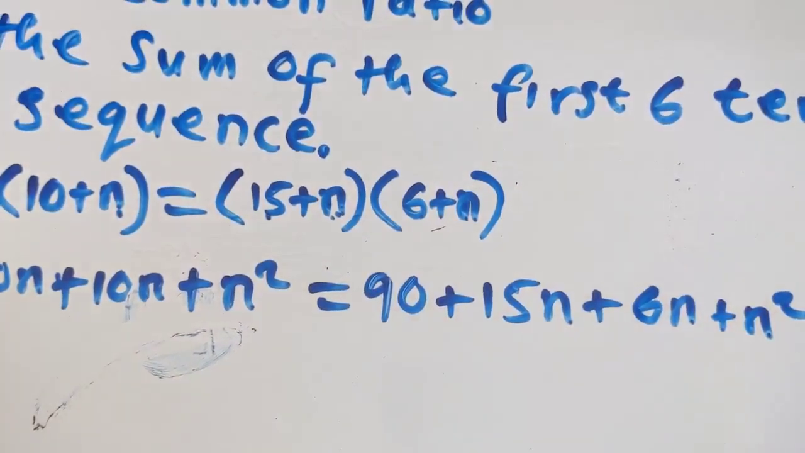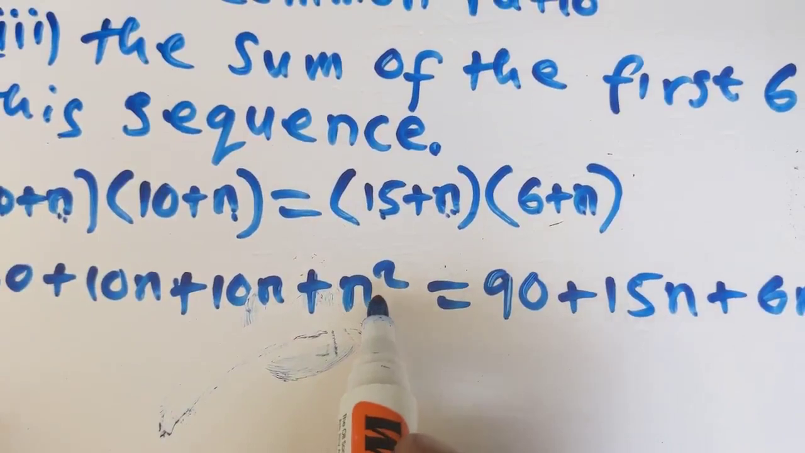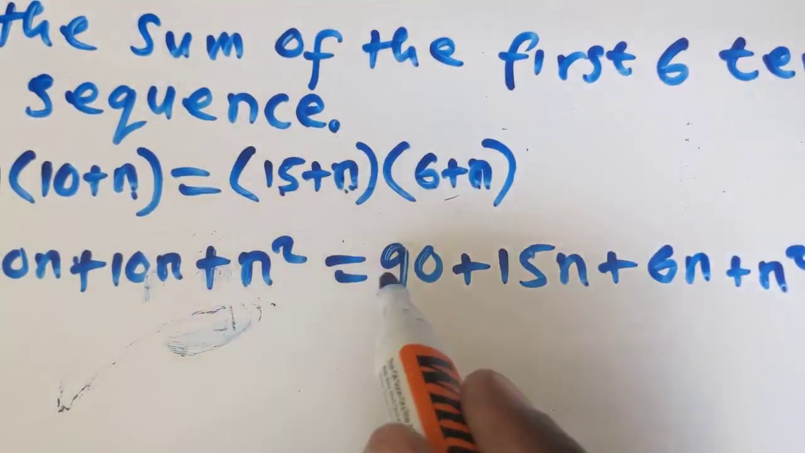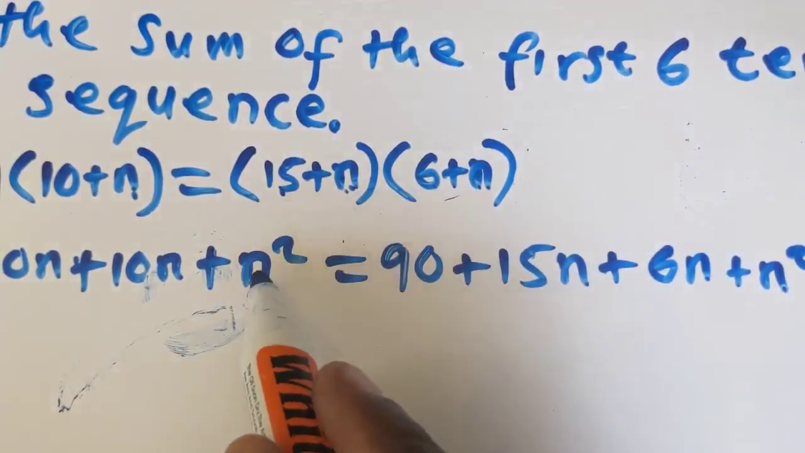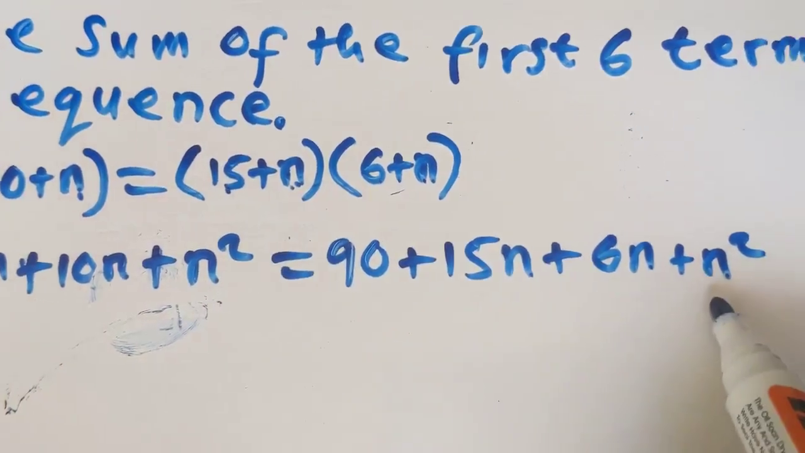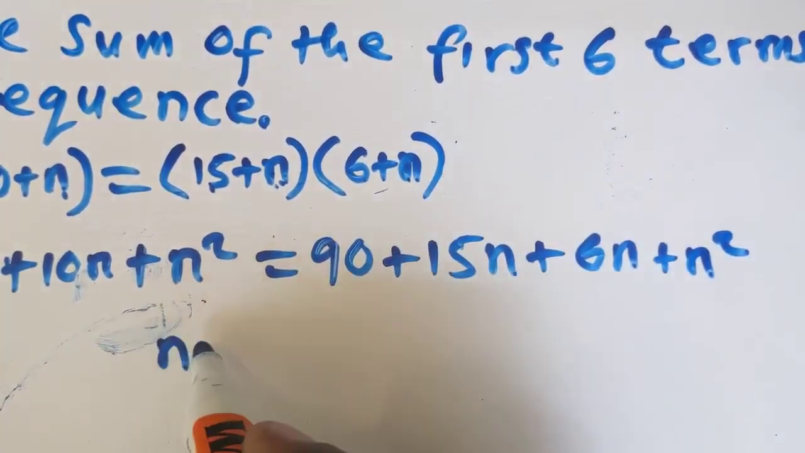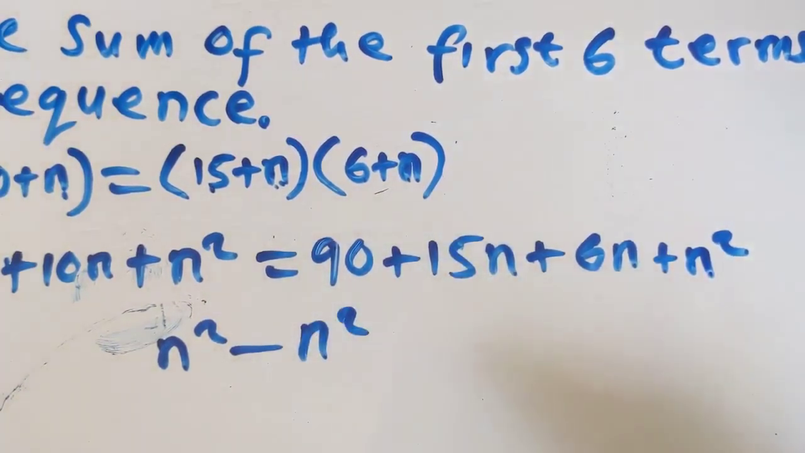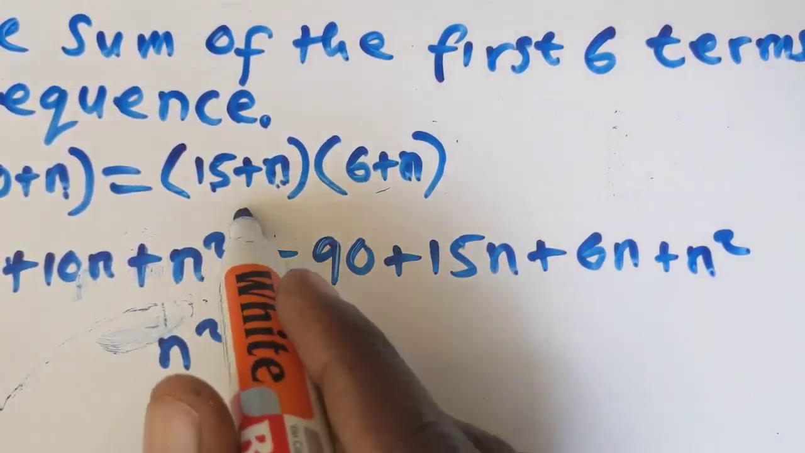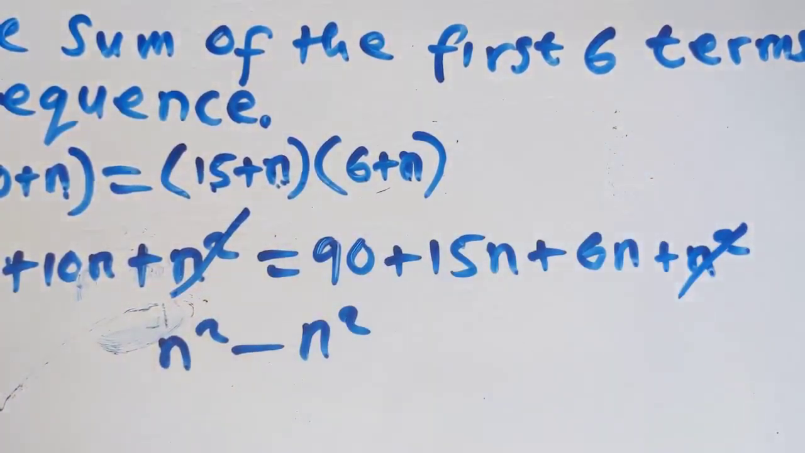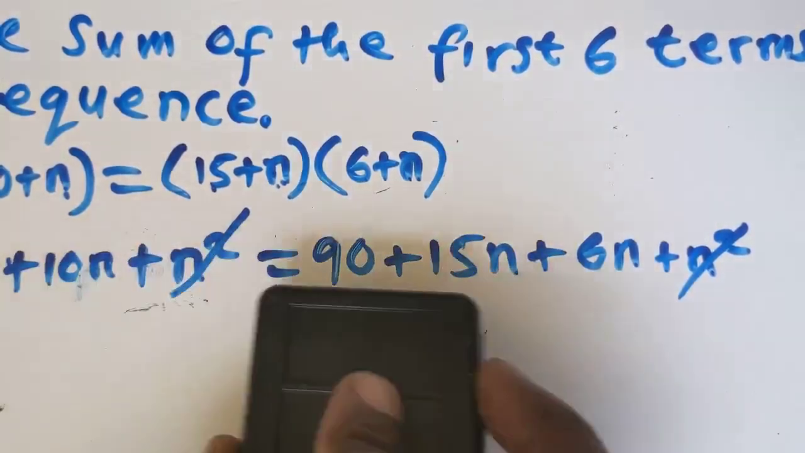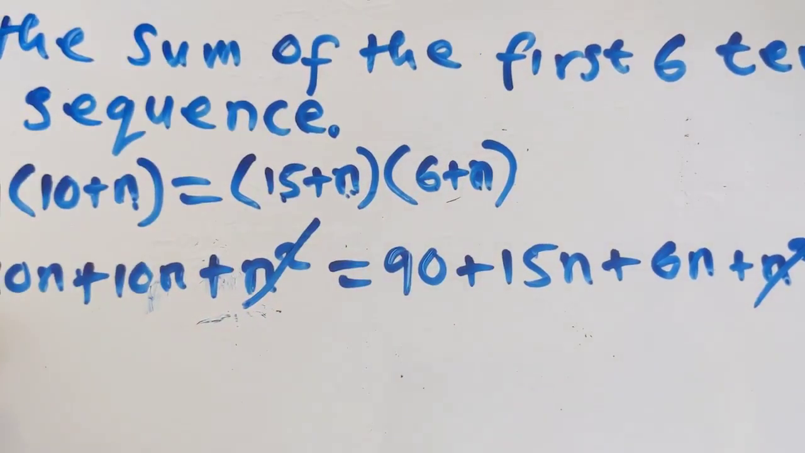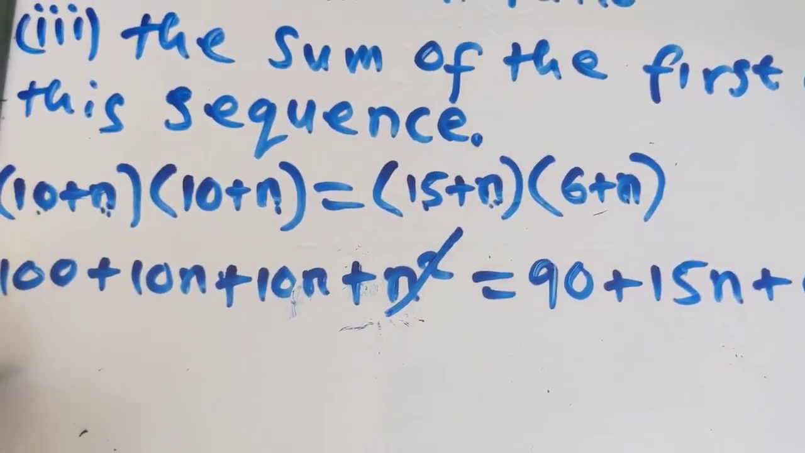Now from here you can collect the like terms. This one is the like term of this one. This is positive n squared, and when this one comes to this side, it is going to be negative n squared. So this is just 0, meaning you are going to cancel these, because they give you 0. As simple as that. Don't waste time on these marks, because they are simple marks to get.